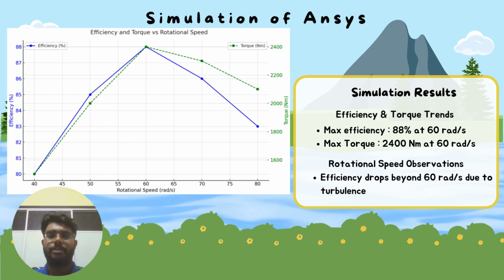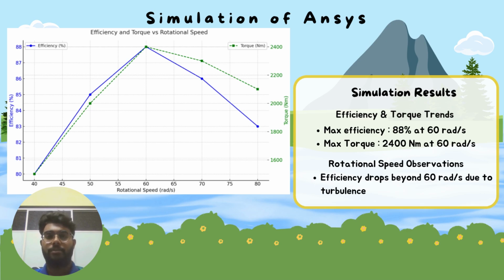Finally, let's look at the simulation results. The turbine reached its maximum efficiency of 88% at a rotational speed of 60 radians per second, with a corresponding torque of 2400 Newton meters. Beyond this speed, efficiency began to decline slightly due to turbulence and flow inefficiency. By plotting efficiency and torque against rotational speed, we observe that the turbine operates best within a specific speed range, confirming our design suitability for high-head, low-flow applications like the Bentong River.